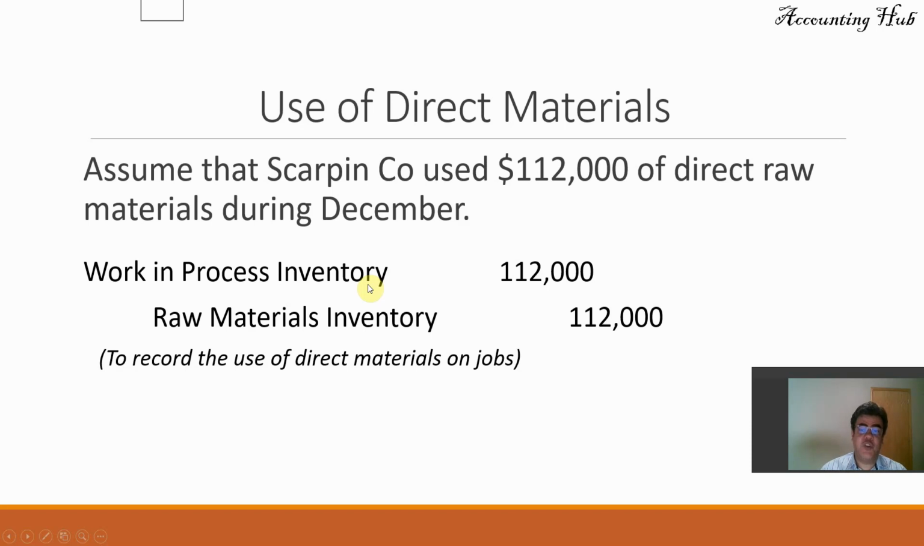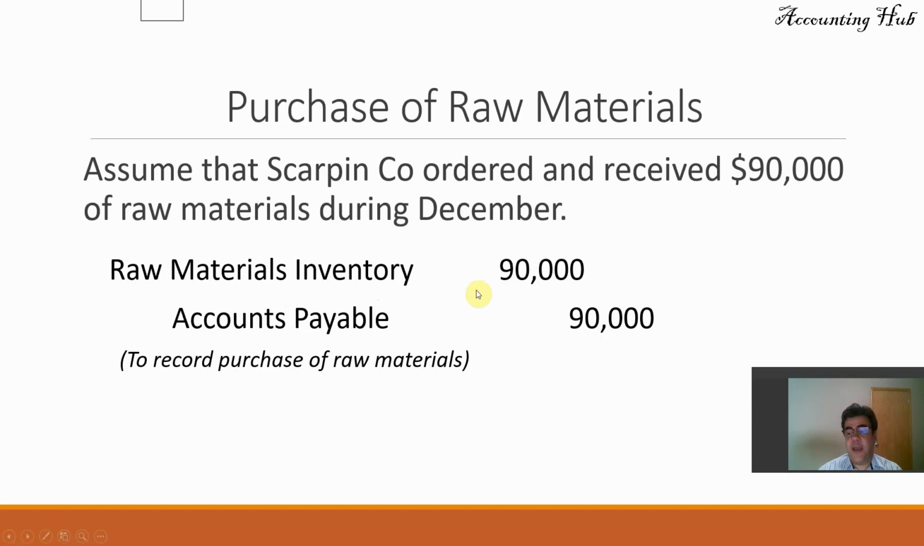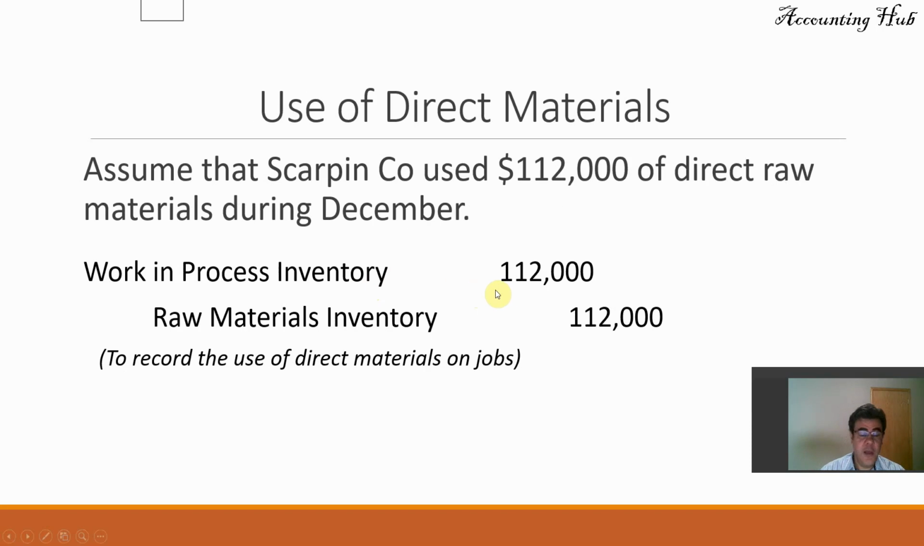And then assume that we used $112,000 of direct raw materials during December. Wow, we purchased only 90. Remember, we have beginning inventories. So we debit work in process inventory and credit raw materials inventory. Here, we are moving from raw materials to work in process.